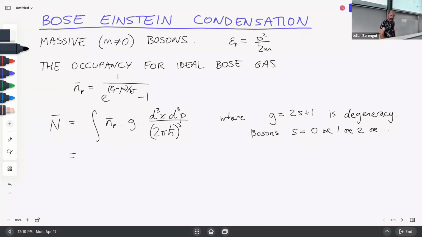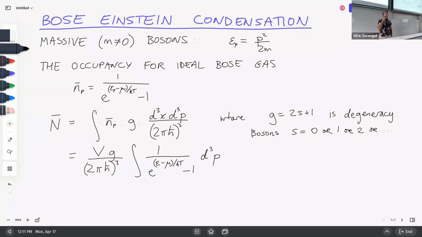I can make one step and do the integral over space. If I've got some volume V over 2 pi h bar cubed, I can bring out my factor of g as well. And I'll have an integral of 1 over e to the epsilon minus mu over kT minus 1, d3p. Obviously I can go further than that, but let's see how we go. If we push on, we need to put in epsilon equal to p squared over 2m.